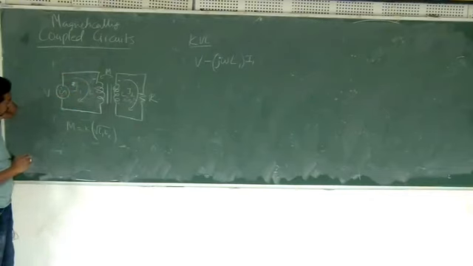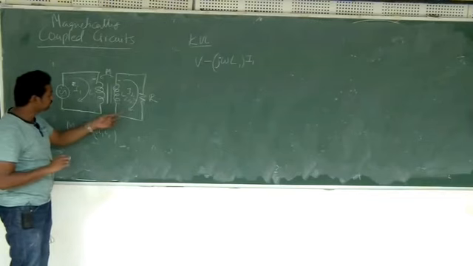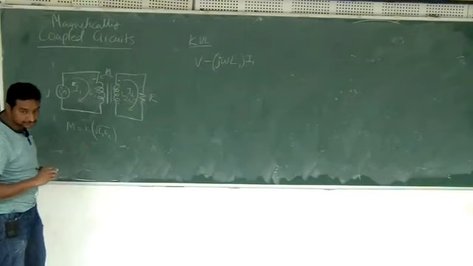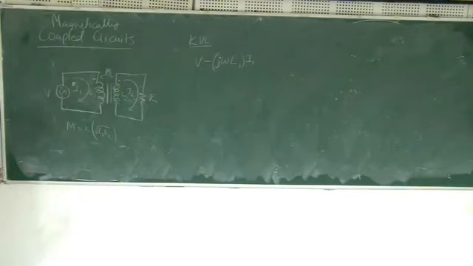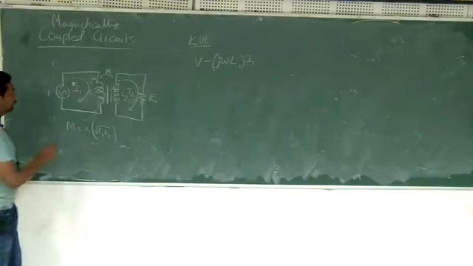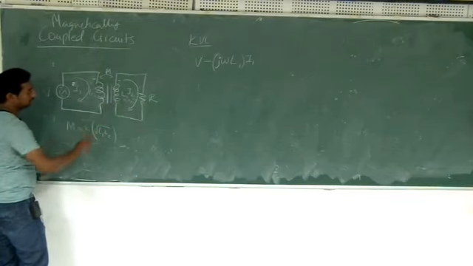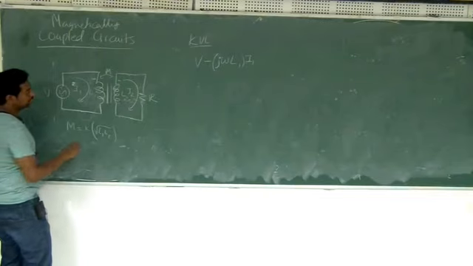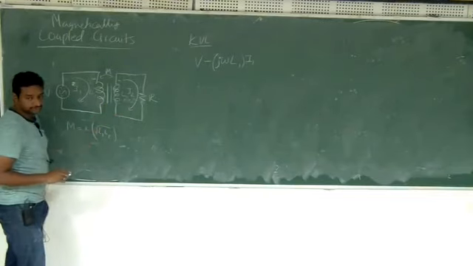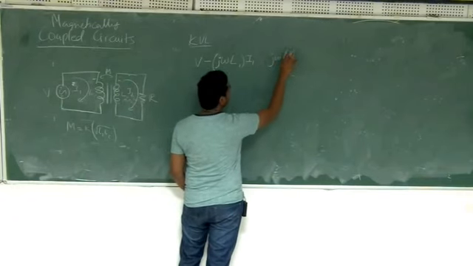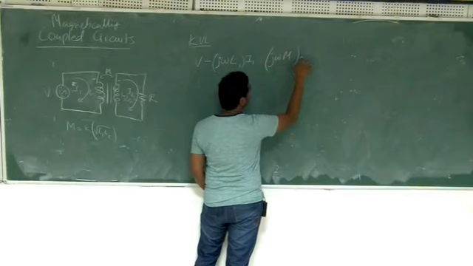Now, because of current I2, is there any EMF induced in L1? How do you write that? What is the term for that? It is the voltage induced in this inductance because of current I2 flowing in the other coil. So it will be j omega M multiplied by I2.